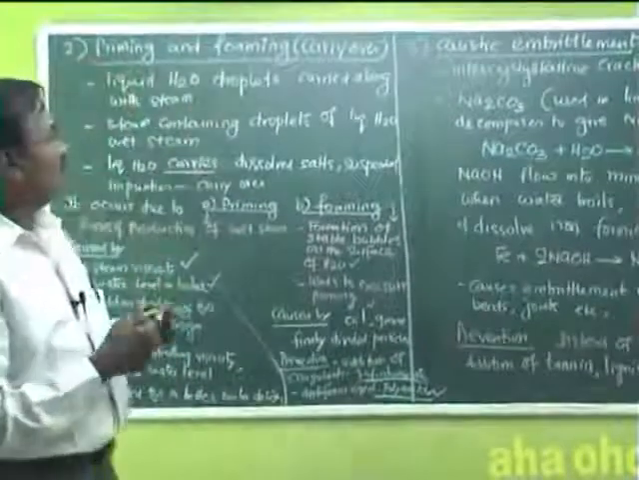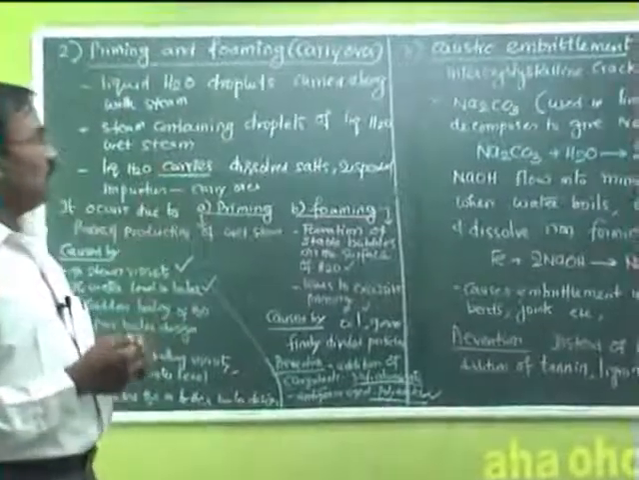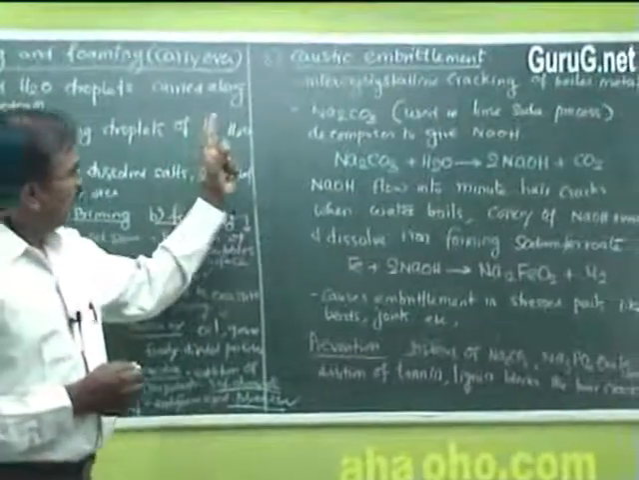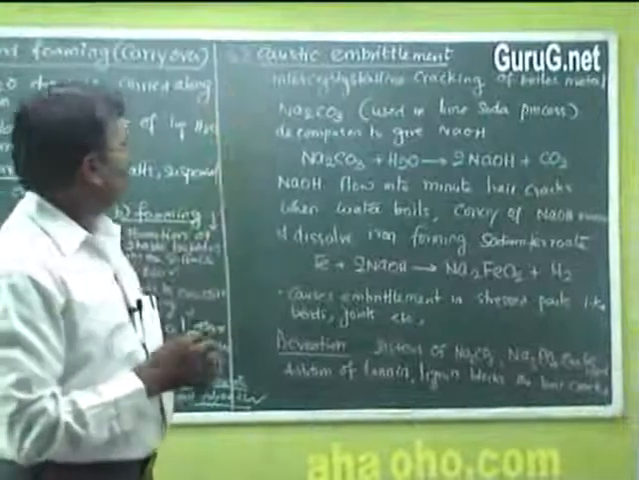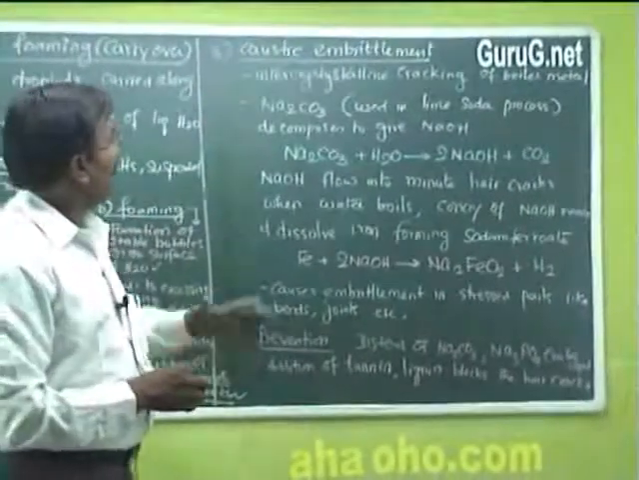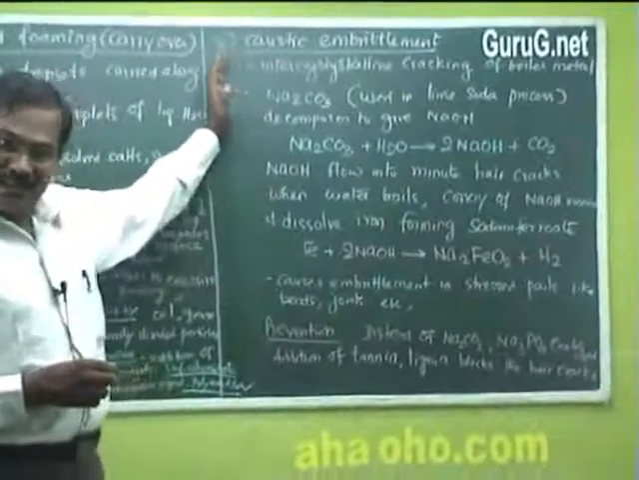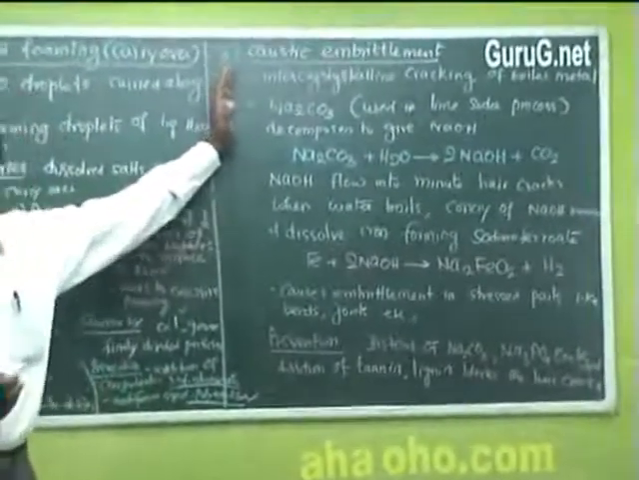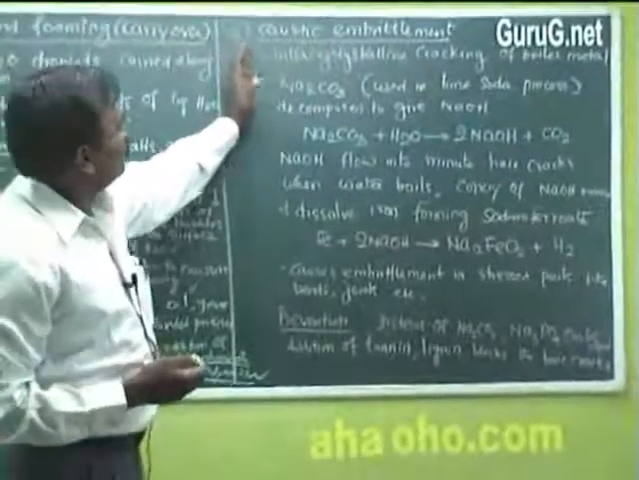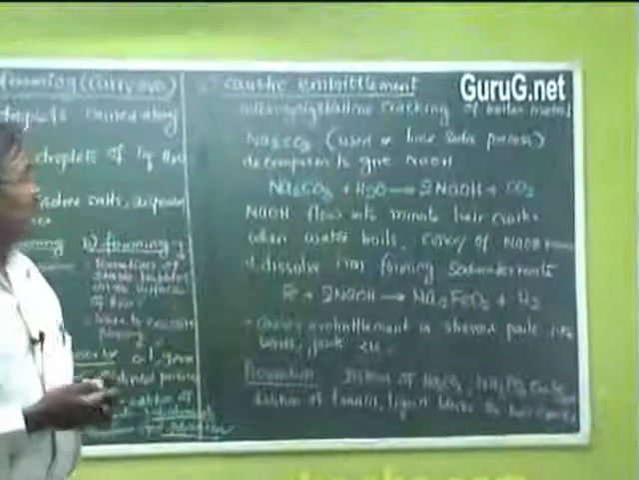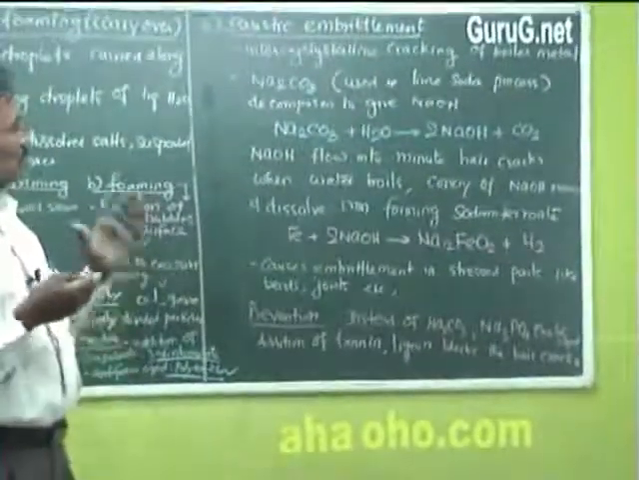The third one is caustic embrittlement. This caustic embrittlement is nothing but intercrystalline cracking of boiler metal. It is more dangerous when compared with other defects. See, the cracking of boiler metal, the boiler itself is getting cracked. So how does it occur?